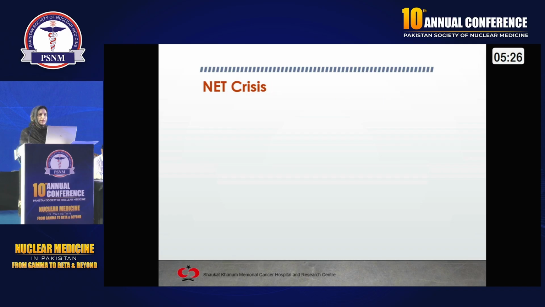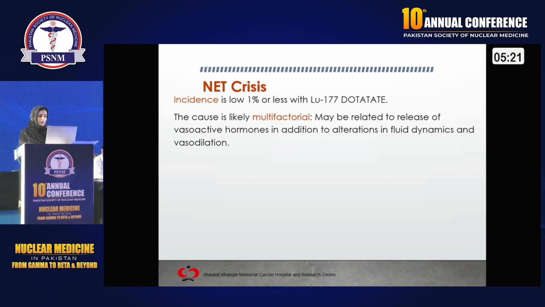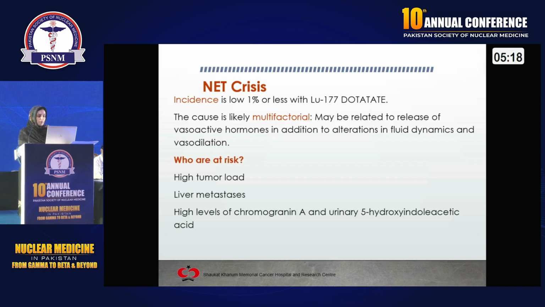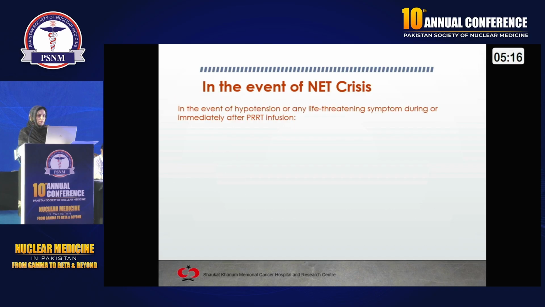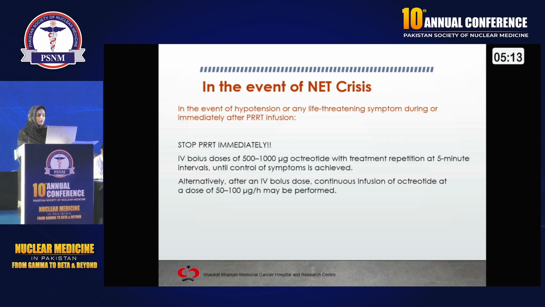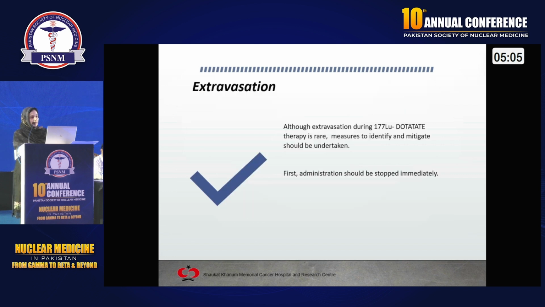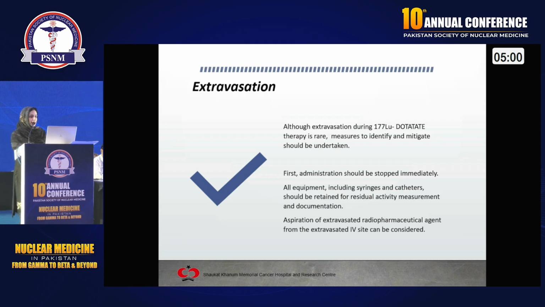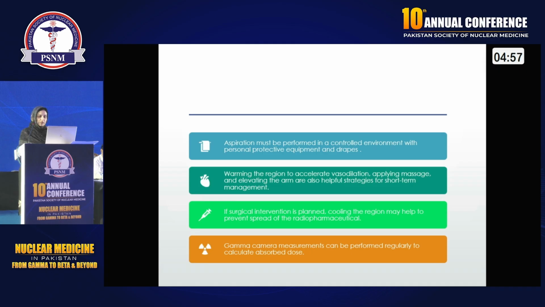Extravasation, though rare, does happen, and very rarely a neuroendocrine crisis. If it does happen, you need to stop the infusion immediately and, if needed, treat with octreotide. Extravasation we try to avoid at all costs, but if it happens, the infusion must be stopped immediately, and depending on how much it is, maybe just lifting the arm and keeping it warm may help. Sometimes you may really need to get it aspirated.